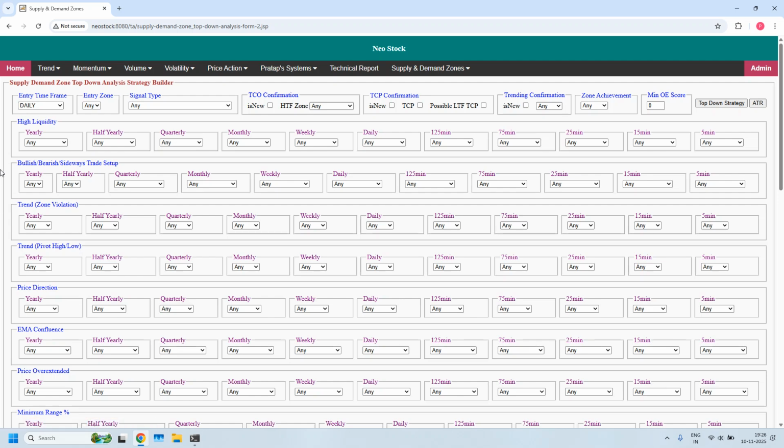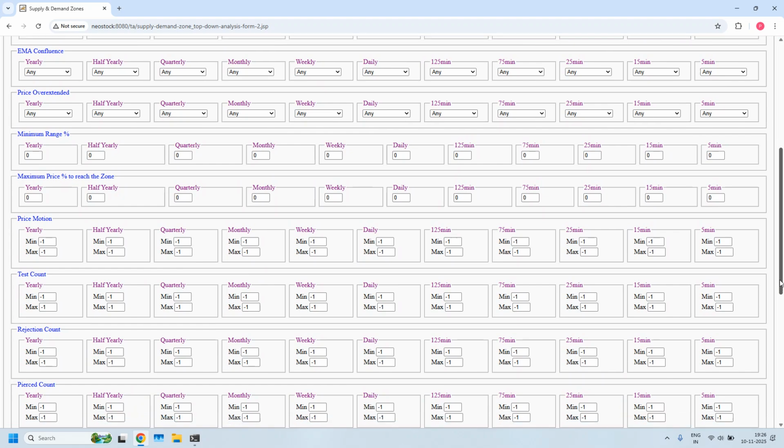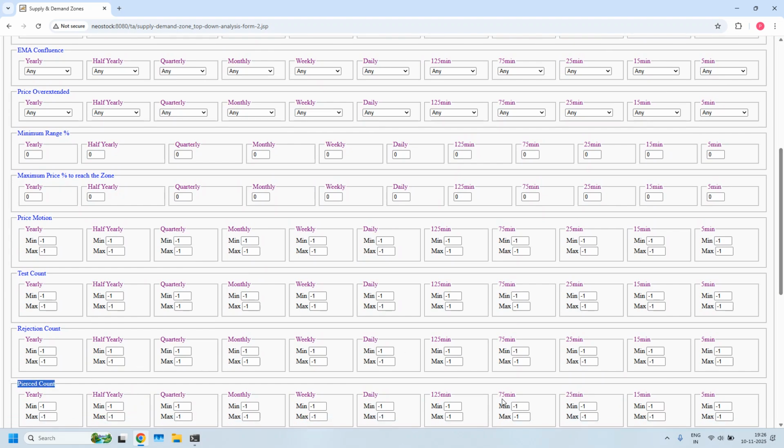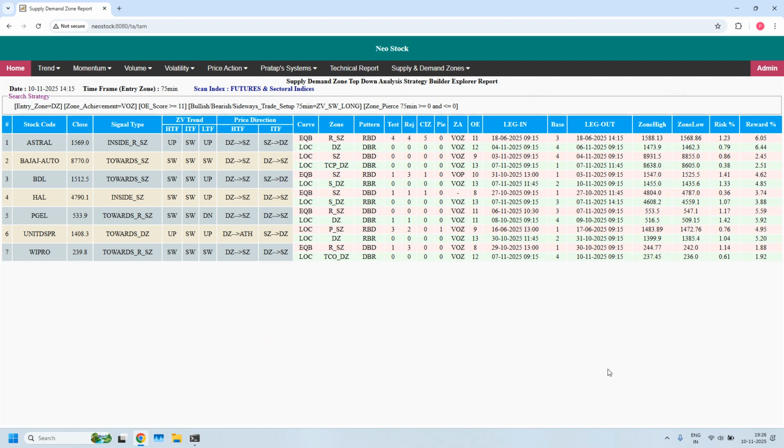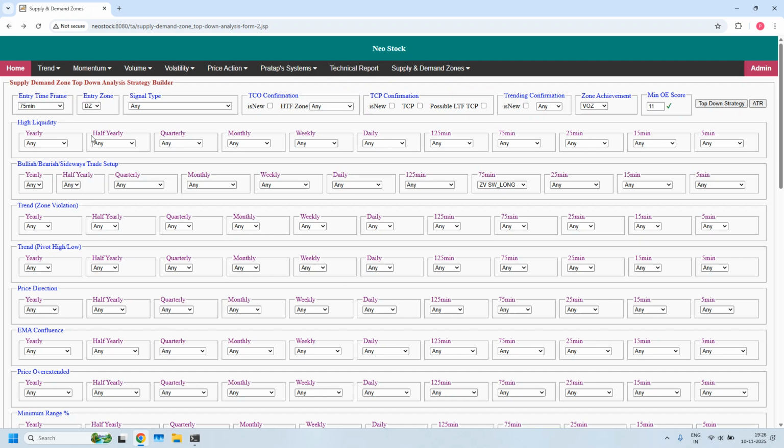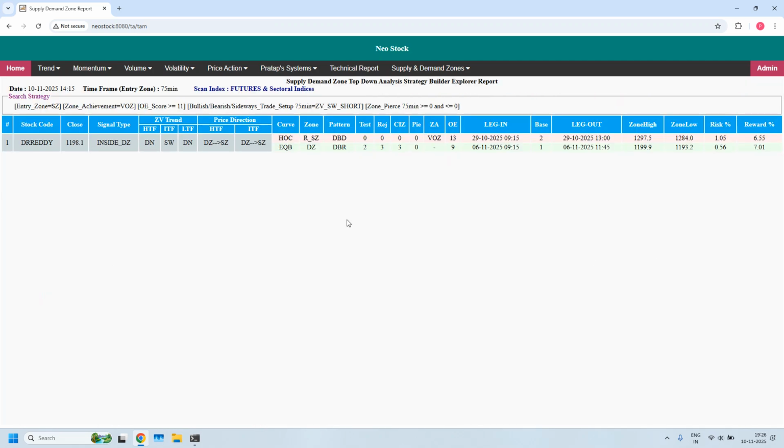Okay, next weekly income trade, sideways long trade setup, 75 minutes demand zone, sideways long, we got 7 stocks, sideways long trade setup. Next sideways short trade setup for weekly income trade. We got 1 stock.